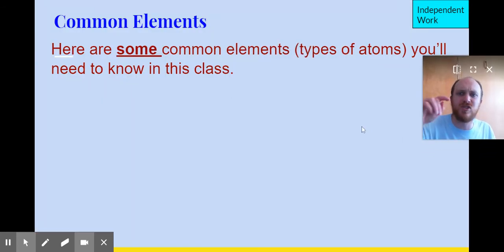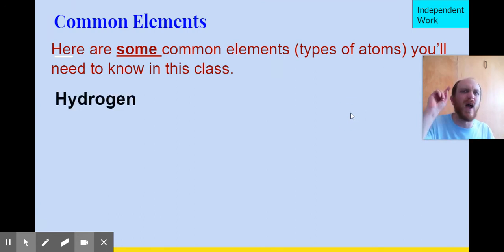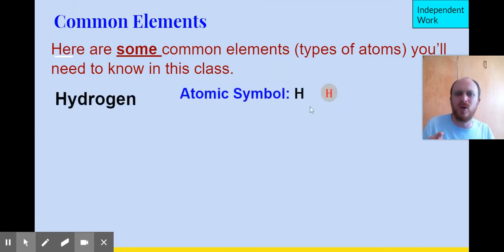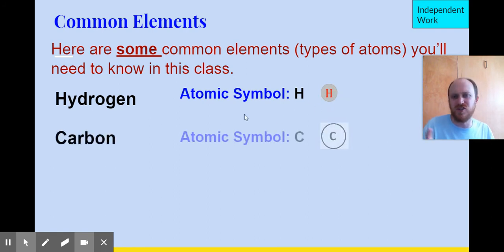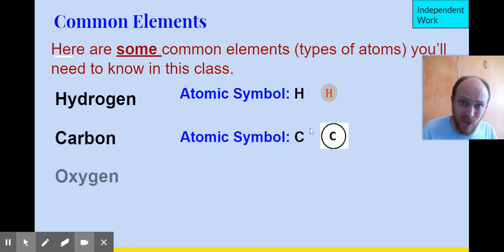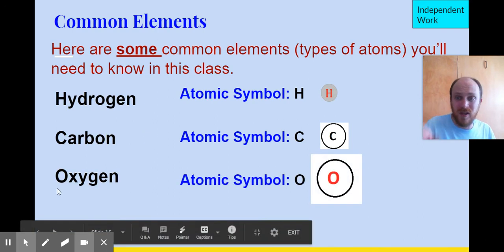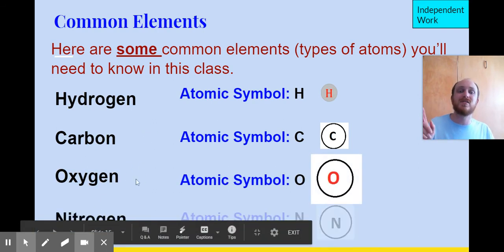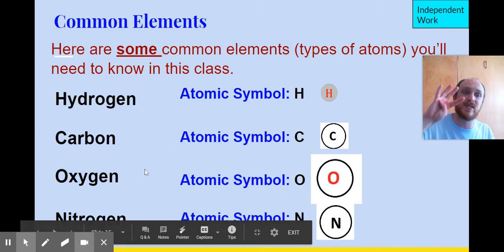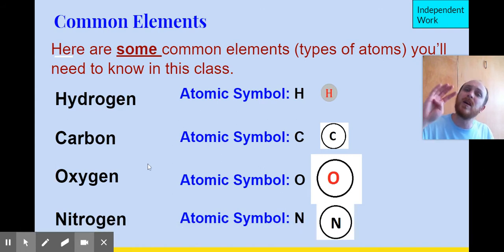So in this class, there are some common elements you're going to need to know. I'll give you 4 that you have to know. If I show you an atomic symbol H, an H in a circle, you know what that is. If I show you a carbon, a C in a circle, you have to know what that means. An O in a circle, you know it's oxygen. An N in a circle, you know it's nitrogen. Those are at least 4 very common elements.